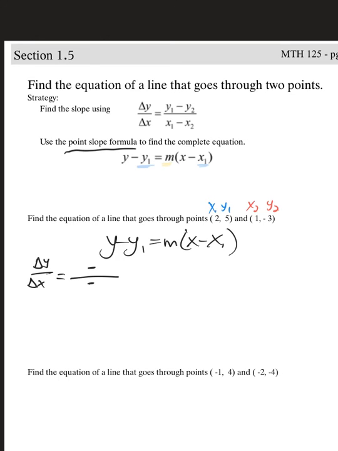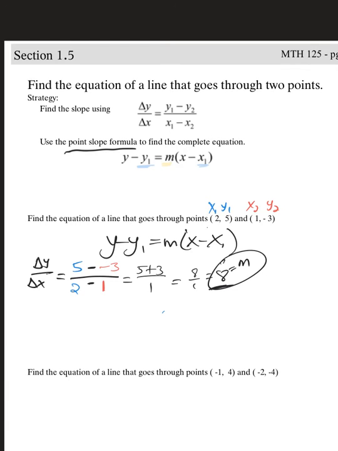So let's do this. My y1 is 5. My y2 is -3. My x1 is 2, and my x2 is 1. 5 minus -3 is 5 plus 3, two negatives next to each other with nothing in between. Your slope is 8 over 1. My slope is 8, so I have a slope right there.